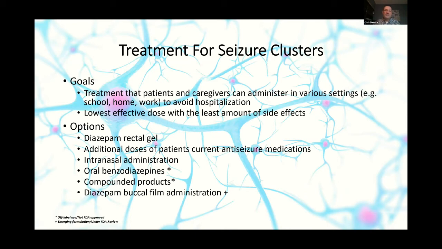Some off-label uses, there's oral benzodiazepines and some compounded products, again, which are off-label, but people do go that route to manage some of these seizure clusters. And then a diazepam dissolvable strip, which we'll briefly cover at the end of this talk, which will hopefully be a potential option in the future to help as well.